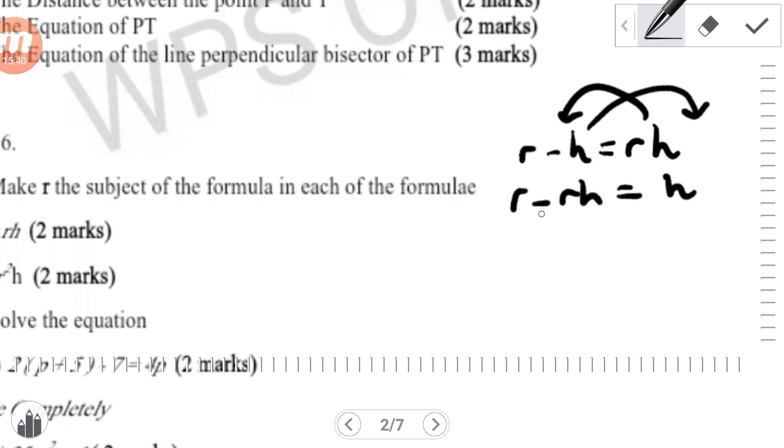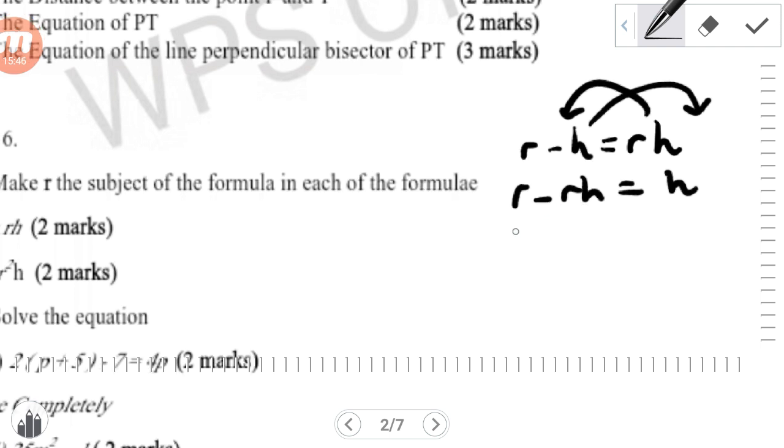Be careful now, you are not allowed to subtract because these are two unlike terms. So what we do here to isolate the R, we factorize the R, or factor out the R. R divides into R, we end up with 1. And R divides into RH, the two R's cancel, leaving us with H here, and that's equal to H.